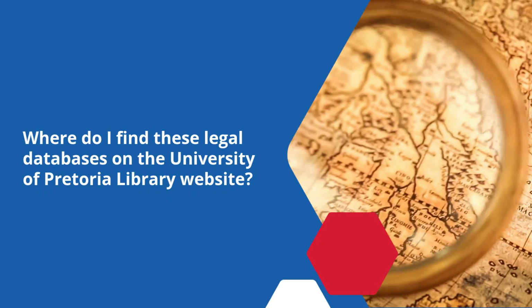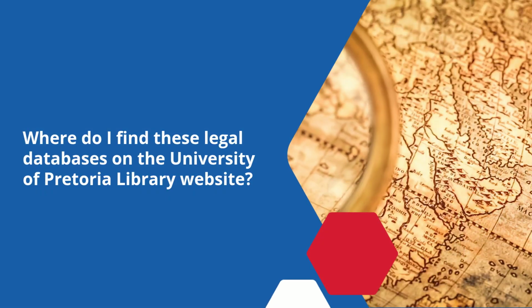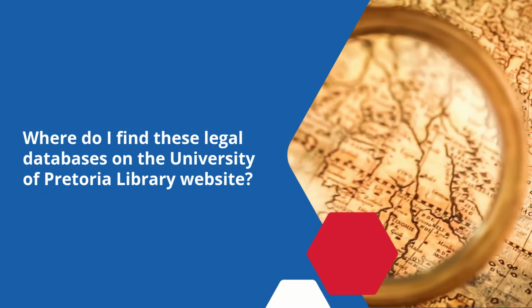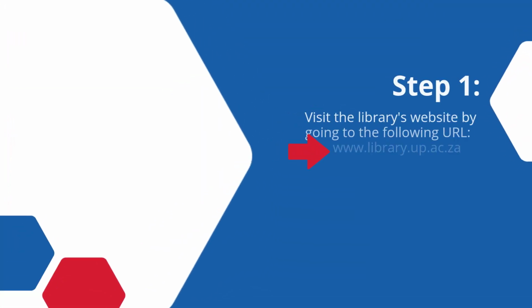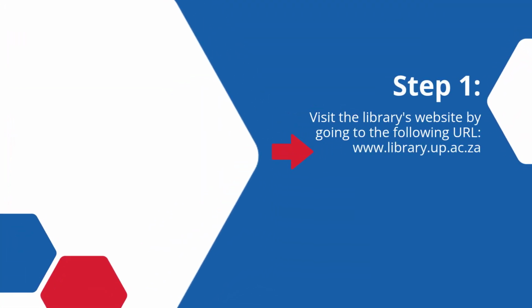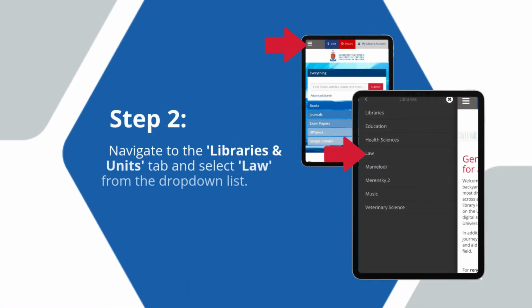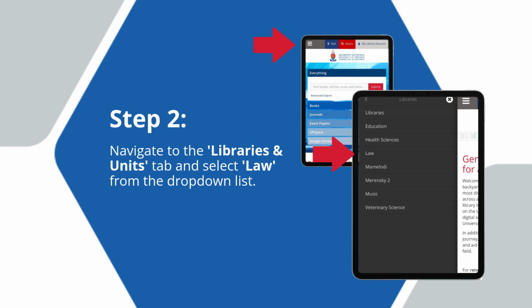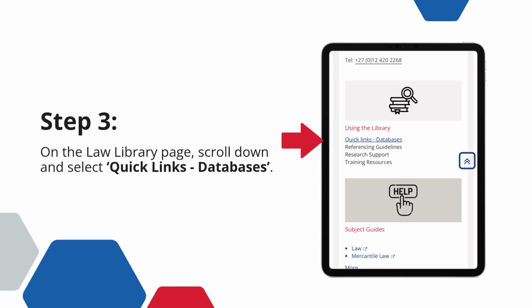Where do I find these legal databases on the University of Pretoria Library website? Step 1. Visit the library's website by going to the following URL. Step 2. Navigate to the Libraries and Units tab and select Law from the drop-down list. Step 3. On the Law Library page, scroll down and select Quick Links, Databases.